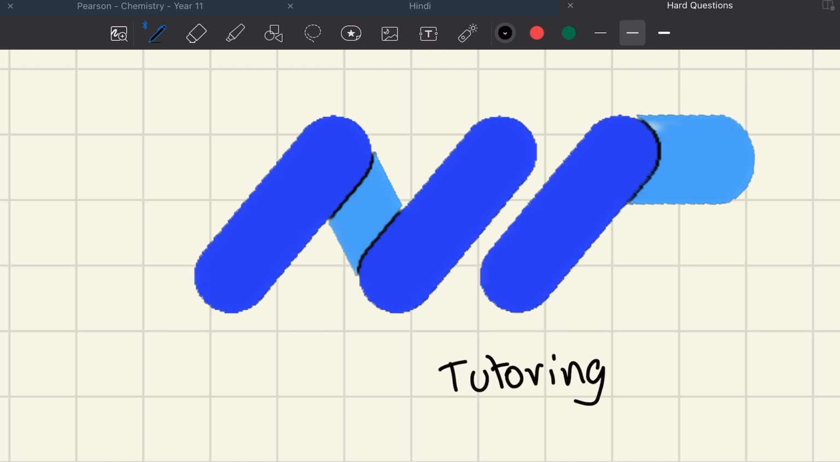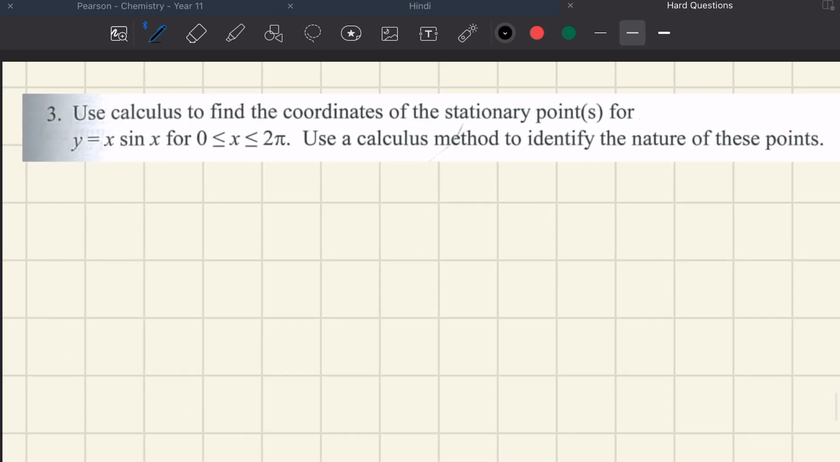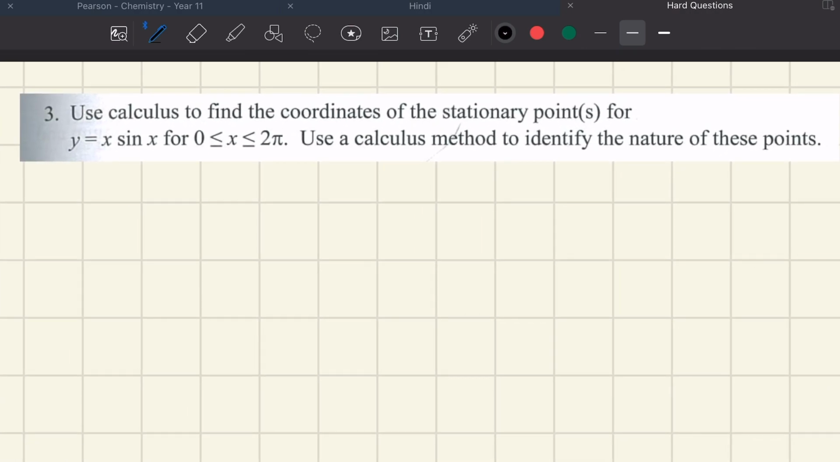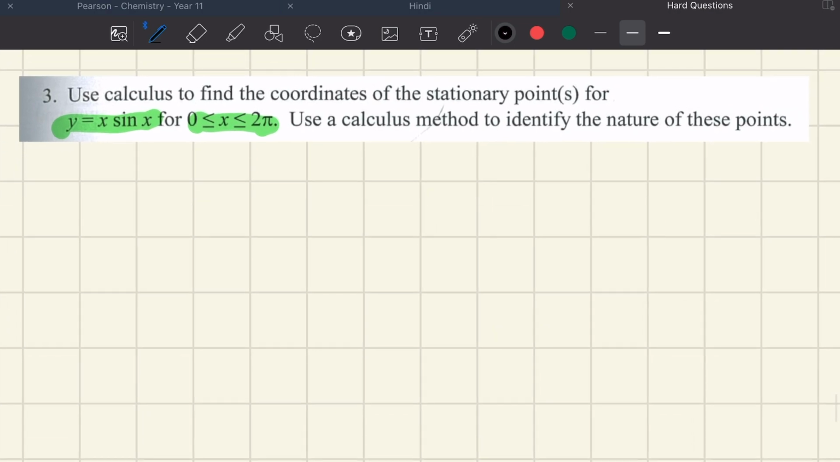In today's lesson, we're going to look at this difficult trigonometry question that involves differentiation. So let's get on with it. This question wants us to use calculus to find the coordinates of the stationary point, and they have given us an equation and its domain. The domain is very crucial for a trig function because trig functions are continuously repeating. Now, it may look scary at first, but we can break it down and make it easy.